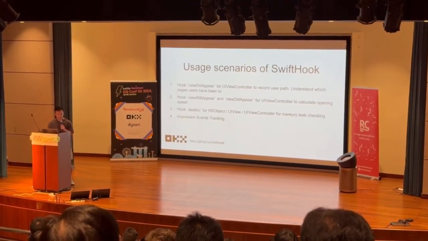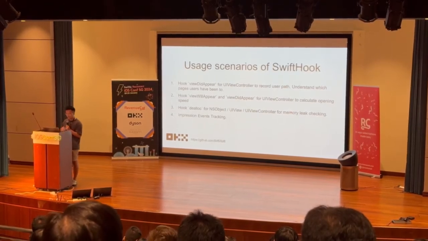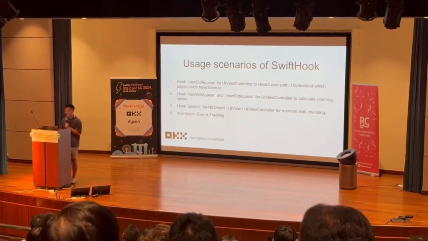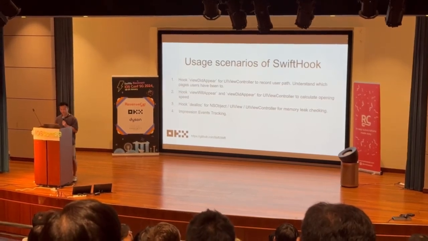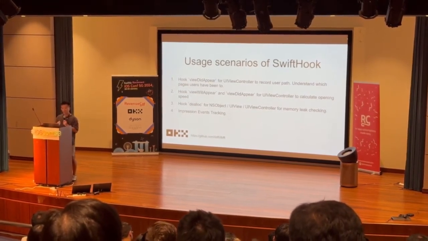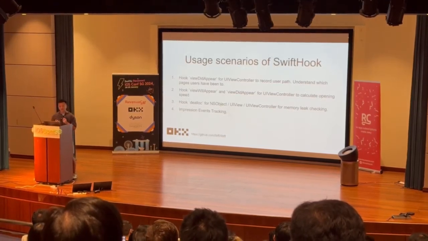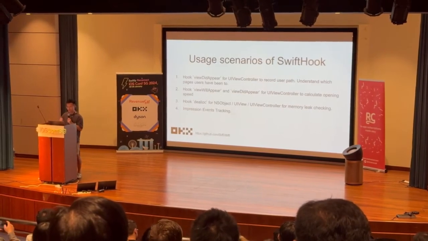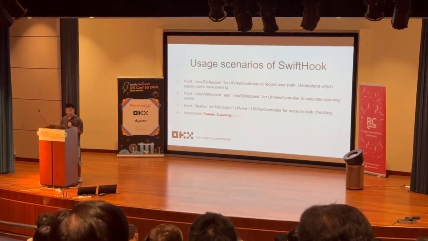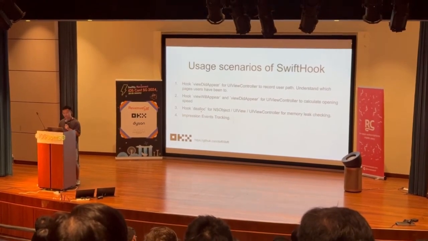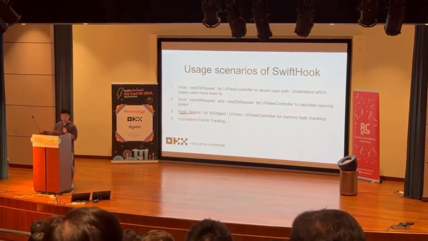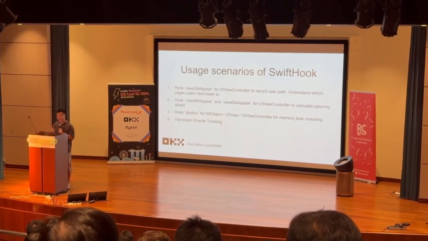Let's talk about some user scenarios of SwiftHook. You can hook viewDidAppear for UIViewController to record the user's path and understand which pages the user has been to. You can also hook viewWillAppear and viewDidAppear for UIViewController to calculate open speed, to know whether this page's performance is good or not. You can also hook the dealloc method for an object or view controller for manual leak checking. You can also implement impression event tracking, which is the second topic of my sharing.